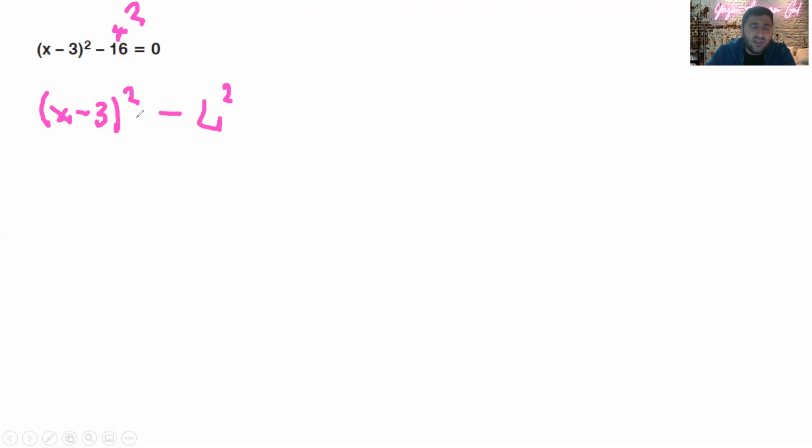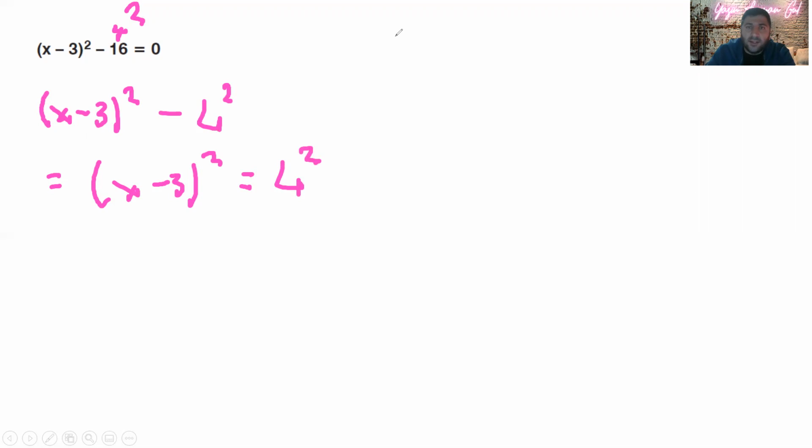The only difference from the previous question is that here the square is not the square of a number, it's the square of an expression, x minus 3. But it doesn't matter, it's the same thing. So now what I'm going to do is this. I'm going to say x minus 3 to the power of 2 equals, take this negative 4 to that side, it's going to be 4 to the power of 2.